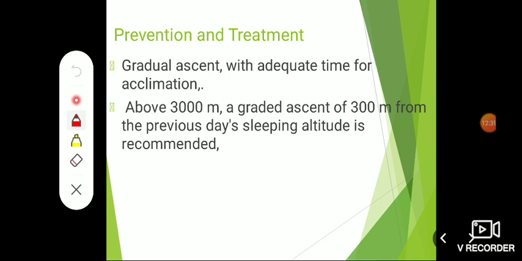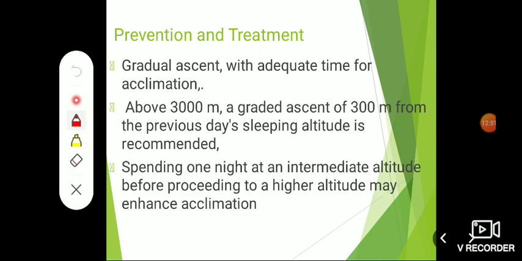It means when you reach an altitude, stay for 1 or 2 days there, acclimatize your body with the respiration rate, the hemoglobin, everything, then do the second ascent. So spending one night at an intermediate altitude before proceeding to a higher altitude may enhance acclimatization, and this will reduce the risk of acute mountain sickness. So these are the changes of acclimatization which are happening.